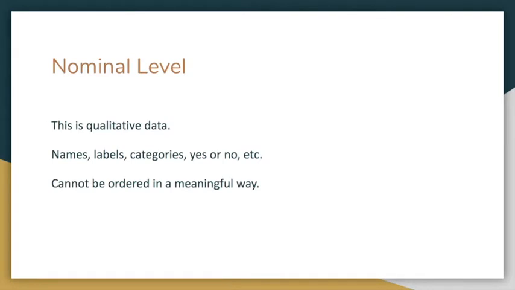The nominal level of measurement is where we just have qualitative data. The answers that we're getting here are names or labels, categories. They're not numbers. And because of that, we can't order them in any meaningful way. Like if our labels are Presbyterian, Methodist, Baptist, Lutheran, there's no real justifiable way to put those in any particular order, outside of just alphabetical order or something. But that has nothing to do with the actual data itself.